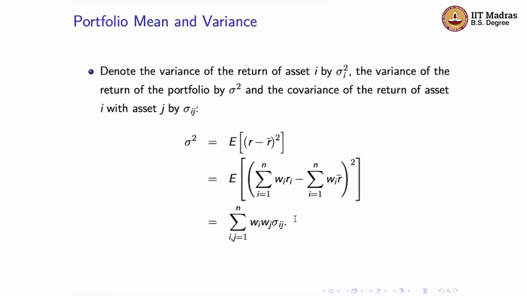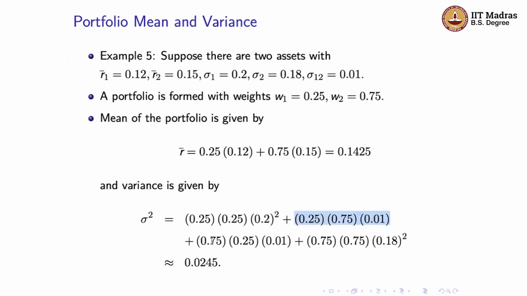Another term you will get from i equal to 2, j equal to 1. So again, this is going to be the same. It's symmetric, right? So 0.75 times 0.25 times 0.01. And finally, the last term is going to come from i equal to j equal to 2. So then the two weights are 0.75 times 0.75, and then you get the variance, which is the 0.18 square, right? If you do the calculation, this will turn out to be 0.0245. So that's how you can calculate the variance.